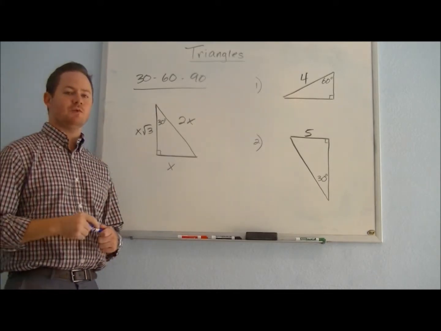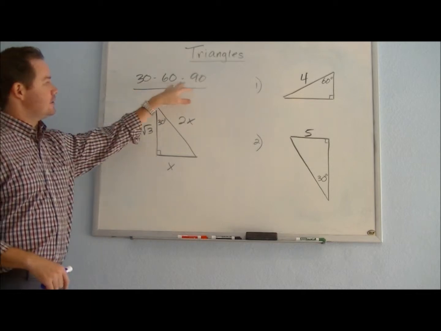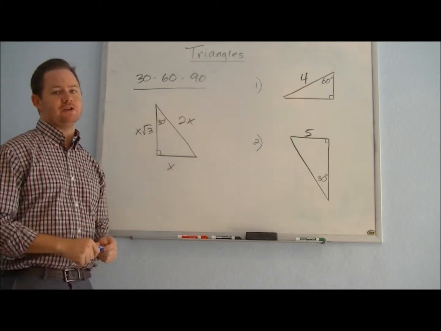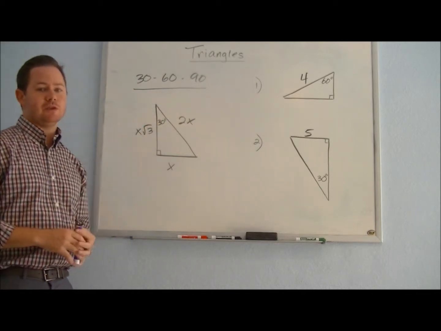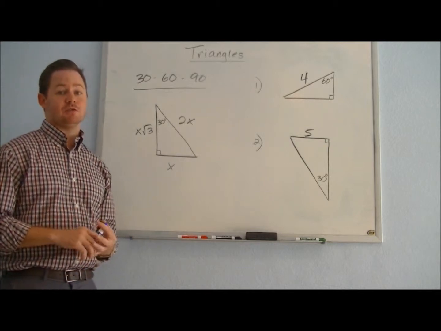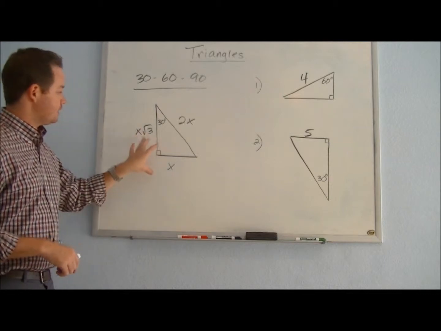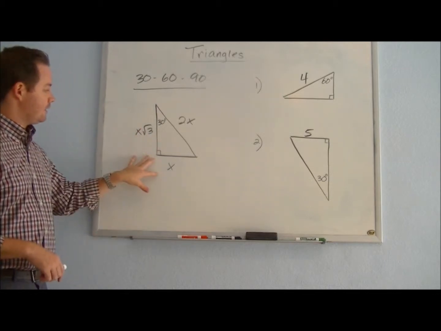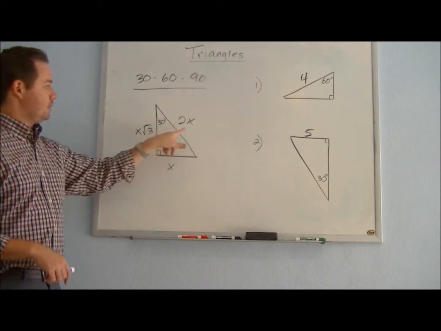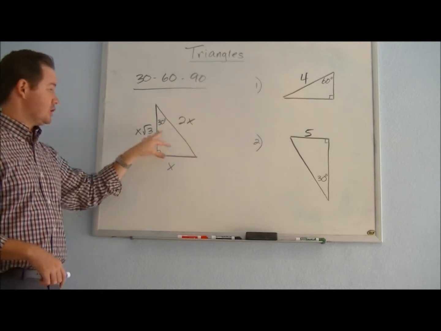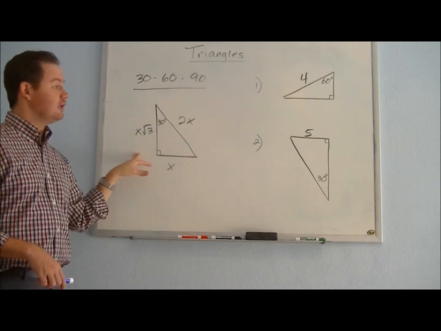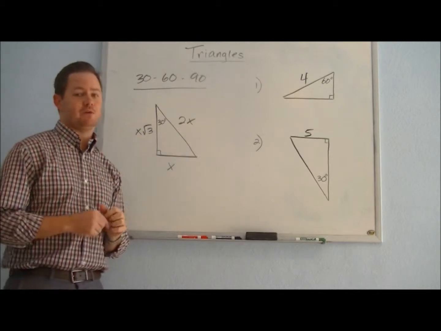Chris, and in this lesson we're going to take a look at 30, 60, 90 special right triangles. So if you've already watched our video on 45, 45, 90 special right triangles, then we're going to see something similar applied here. We're going to take a look at this general format, x, x root 3, and 2x, that shows the relationship between these three sides, and we're going to apply that to some specific questions.